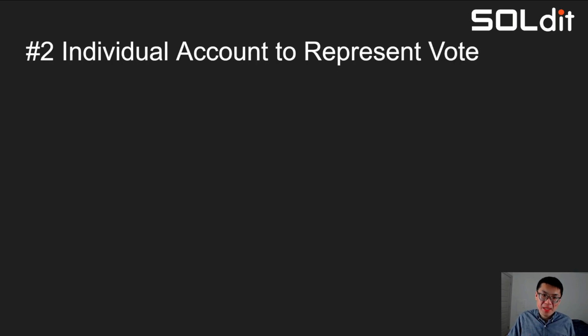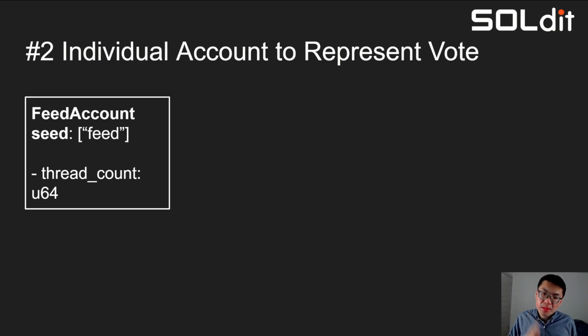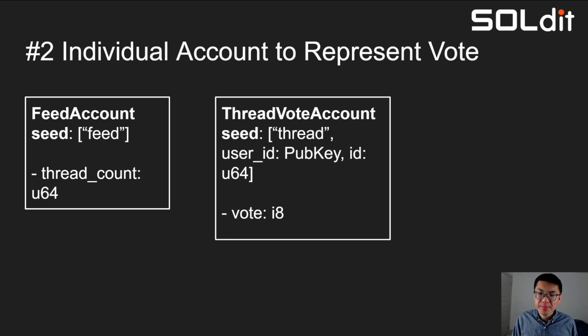But let's see. So solution 2, we create an individual account to represent a vote. And just like before, we have a feed. And a new thing we introduced is the thread vote account. And what it includes is it's a constant string called thread. We have a user ID, so this is the person that specifically voted for something. So that's a pub key. And then of course we have an ID that would represent the thread account, as you can see right here. And the content of the thread vote account itself is just what you voted for.